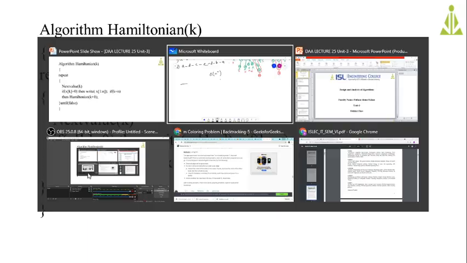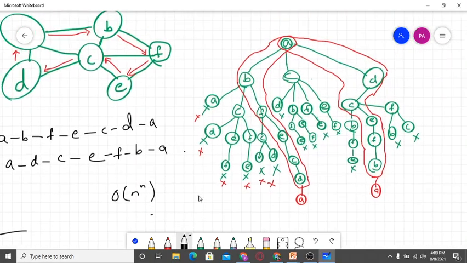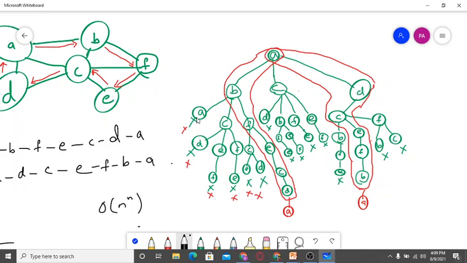If you see here, what we are doing actually is using backtracking. When we reach here at A, if it is not a success, we go back. This is called backtracking, a brute force approach. Again it comes to C and checks, and here also it is not possible, so again it will go back. If it is not possible, go back. So it is a backtracking technique used to solve the Hamilton cycle.